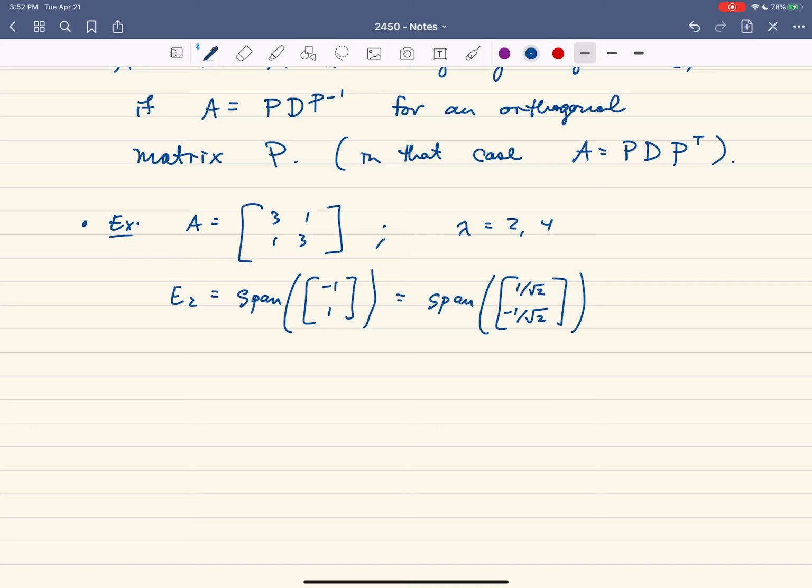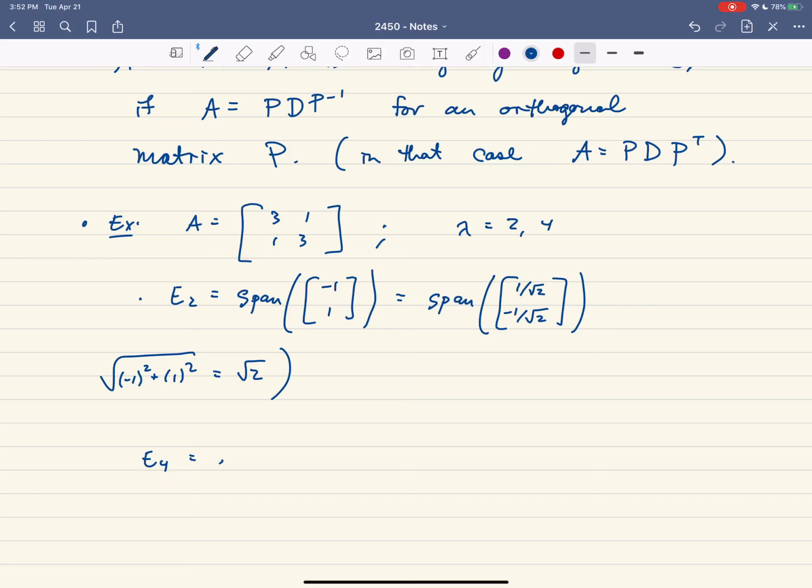Again, by the length of the vector, this is a chapter 5 notion. We didn't spend a lot of time on chapter 5, but what I mean by that is I'm going to take the sum of the squares of the components and then take a square root, and we end up with square root of 2. So I'm going to divide the top and bottom by square root of 2. I'm actually going to divide the top and bottom by negative square root of 2 to get the negative out. Anyways, so that is E2. So it's going to be spanned by the vector 1 over square root of 2, negative 1 over square root of 2.